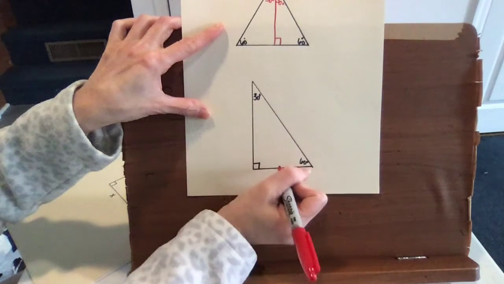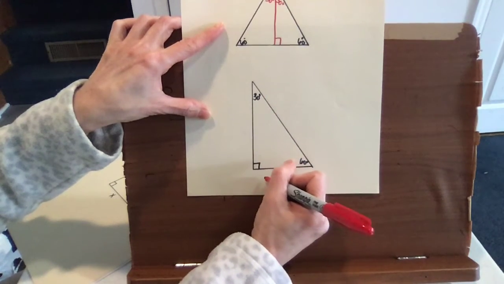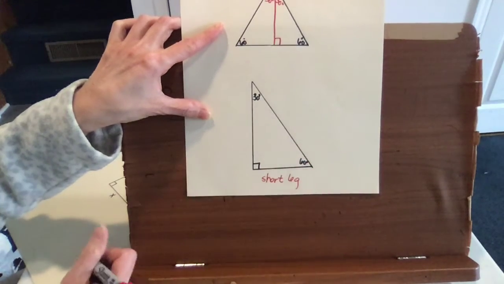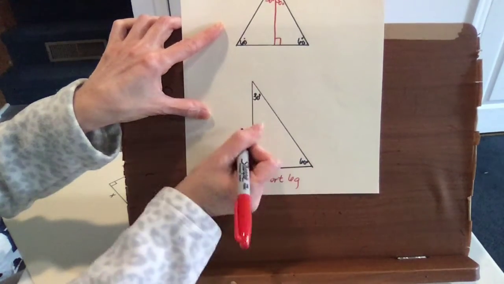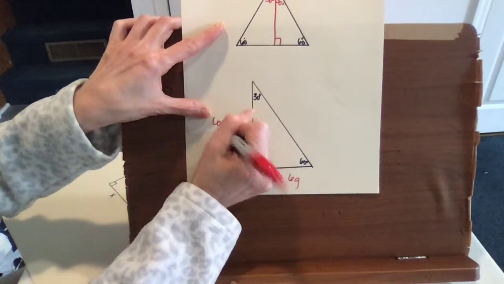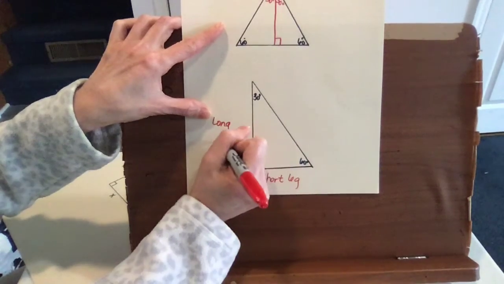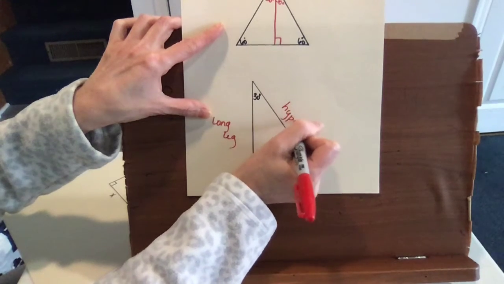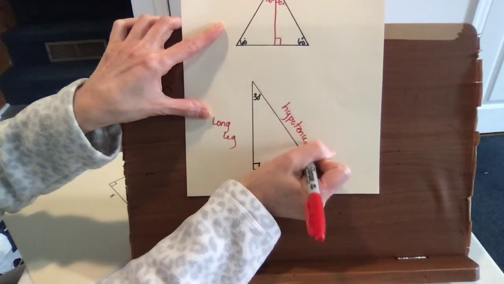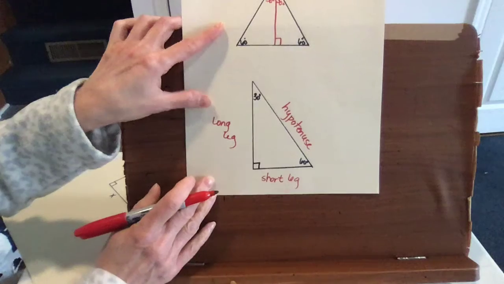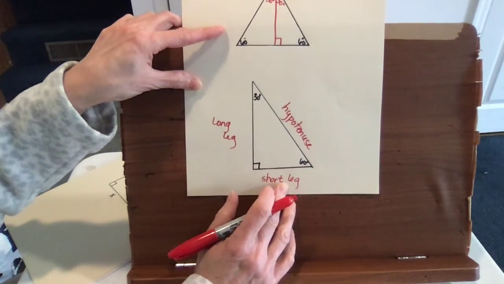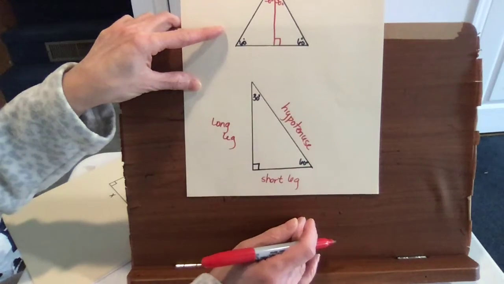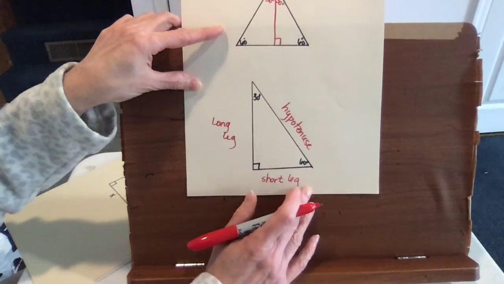Our shortest side is always opposite our 30-degree angle. So this is our short leg, or short side. Our longer leg is across from our 60-degree angle. So this is our long leg. And of course, our hypotenuse is always opposite the 90-degree angle. So short leg opposite 30 degrees, long leg opposite 60 degrees, and hypotenuse opposite 90 degrees.